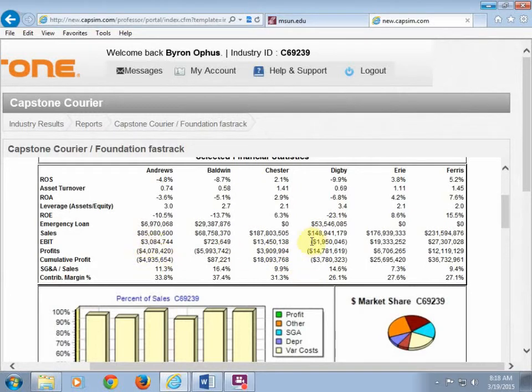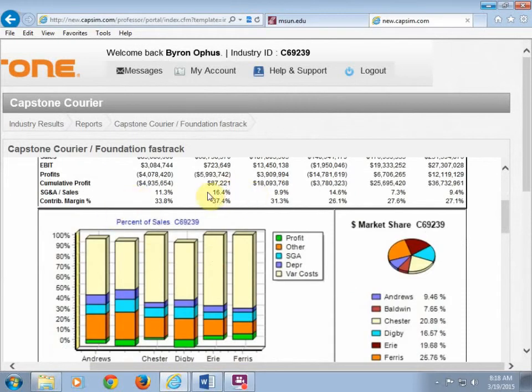Earnings before interest and taxes, 13.5. Ferris got twice as much. That's pretty impressive. And then profits, three times as much, really. Okay, twice as much. Ferris had twice as much as Erie. So, are we going to catch Ferris? Be interesting. We'll see.